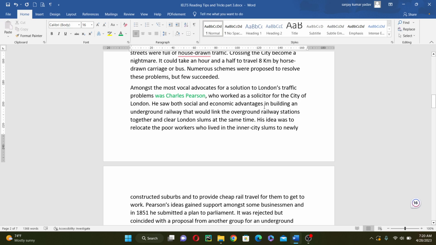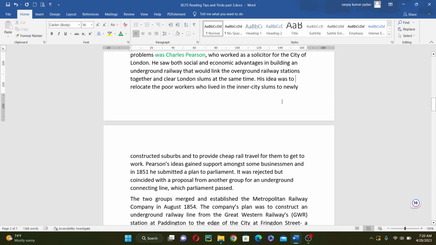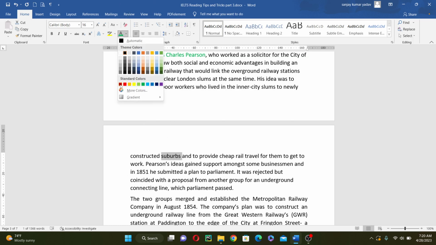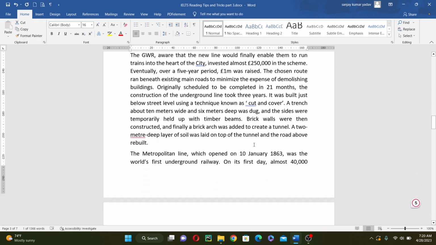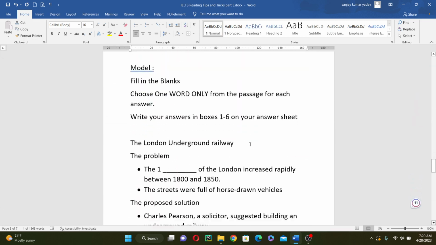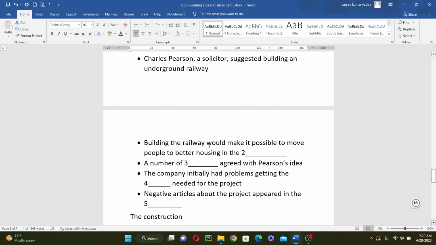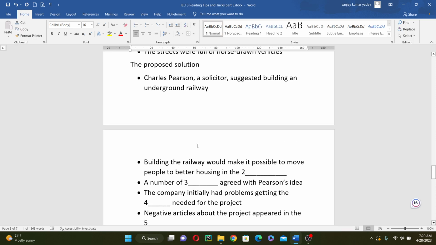Charles Pearson, who worked as a solicitor for the City of London, saw both the social and economic advantage in building an underground railway that would link the railway stations together and clear London slums at the same time. His idea was to relocate the poor workers to newly constructed suburbs to provide cheap railway travel for them to get work. Okay, I think this is the answer. Let me check it. Building the railway would make it possible to move people to better housing in the suburb. Where is the housing being built? In the suburbs. So of course, I think suburb is the answer.